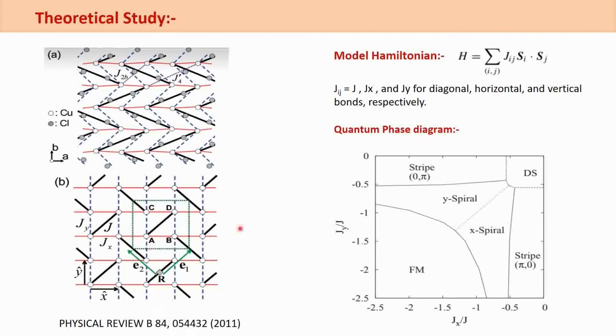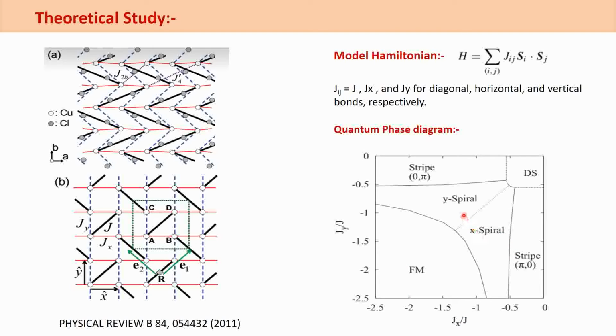So by observing this new structure, in this paper they have tried to plot the quantum phase diagram theoretically. They have taken this type of model Hamiltonian where Jx is representing the interaction along the x direction, Jy the interaction along the y direction, and J is the diagonal interaction. And by applying exact diagonalization and the mean field theory, they have plotted this phase diagram.